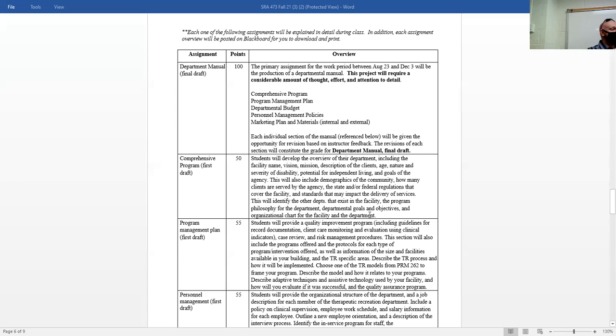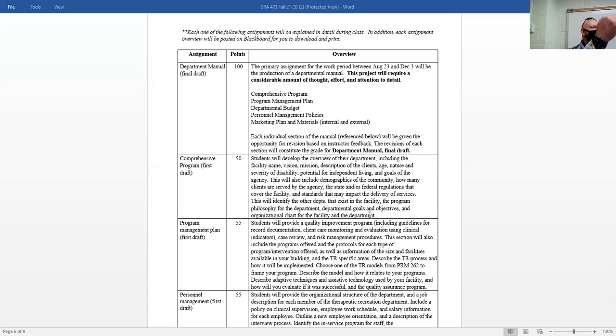So if there's a CEO that's above you, make me a little flow chart if you can: CEO, and then you are the director of recreation, and you're going to have recreation therapists. Break it down kind of like a tree. You know what I'm saying? That's the best way to show it.